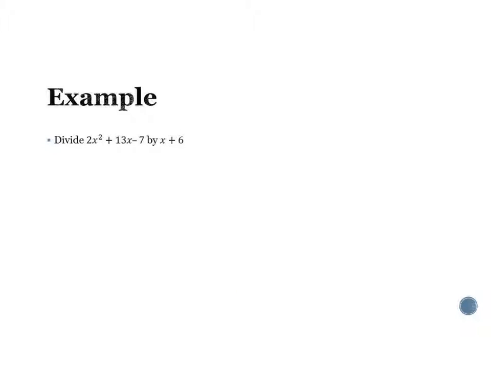Okay, so this time we're going to divide 2x squared plus 13x minus 7 by x plus 6. Your first question is, x times what is 2x squared? The answer should be 2x, so we're going to put a 2x in our x column here.